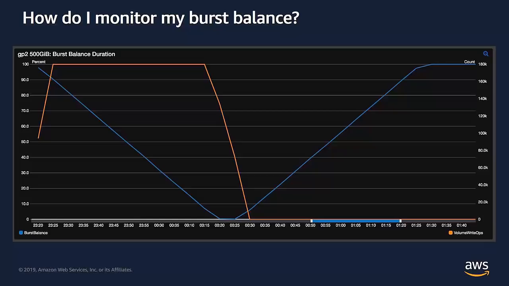If you're using GP2, ST1, or SC1 volumes and find that your burst balance is often being fully depleted, you can use the elastic volumes feature of EBS to increase your volume capacity and thus increase the amount of time that you can burst.